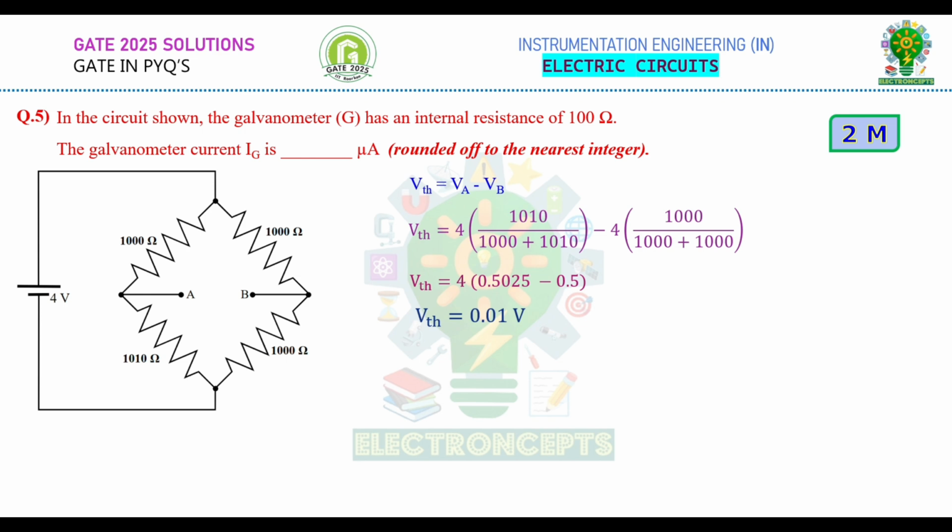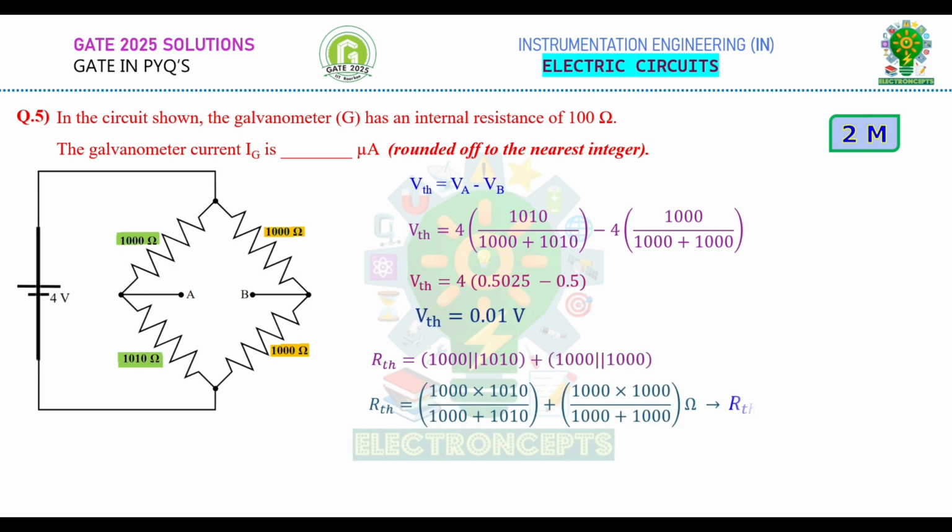And to calculate Thevenin's resistance, we need to replace the sources with their internal impedances. We can replace the ideal voltage source with a short circuit. If the voltage source is short circuited, then these two resistances are in parallel, and also these two resistances are in parallel, but either pair will be connected in series. Therefore, we can calculate the value of Thevenin's resistance as shown here. The value of RTH becomes 1002.48 ohms.